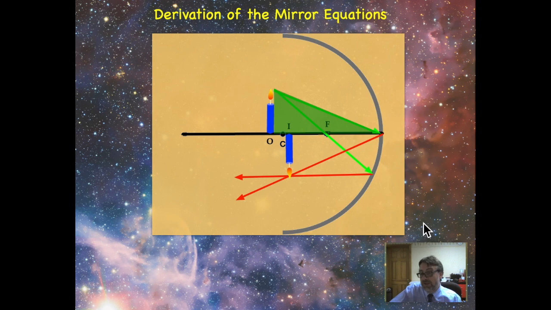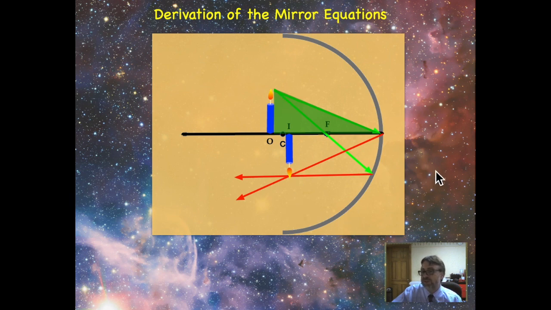Now, to derive the first equation, what I note is the object. If I look at the object and the light going to the mirror that strikes at that principal axis point, it is delimiting a triangle right here.